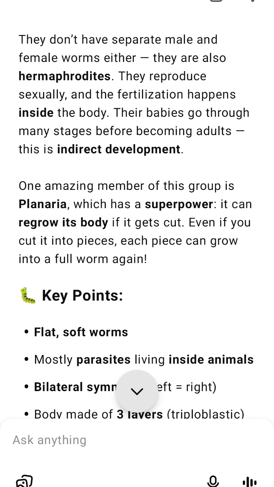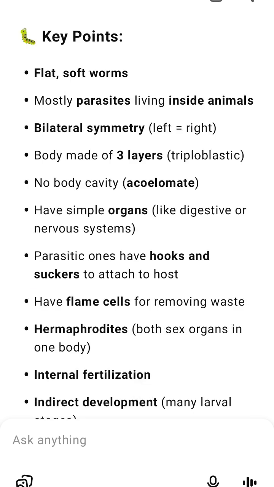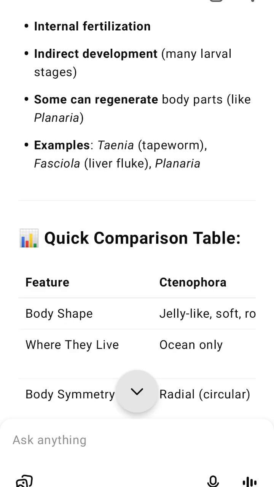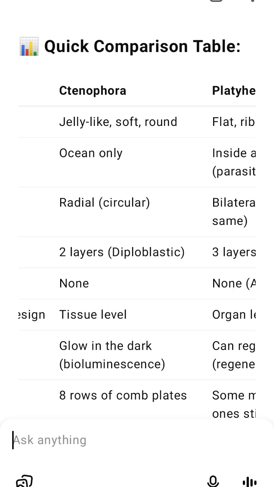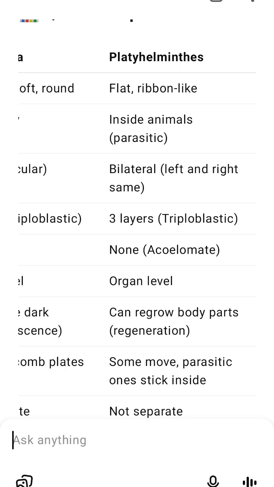Level of body design: tissue level; organ level. Special feature: glow in the dark, bioluminescence; can regrow body parts, regeneration. Movement: 8 rows of comb plates, some move; parasitic ones stick inside. Sexes: not separate, hermaphrodite. Fertilization: external; internal. Development: indirect, larva stage; indirect, many larval stages.